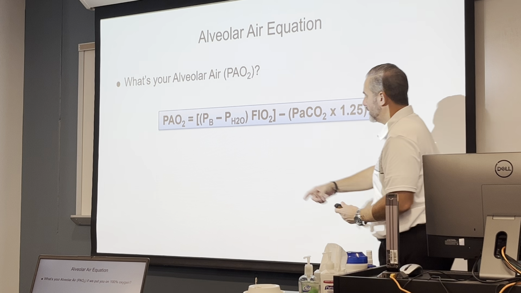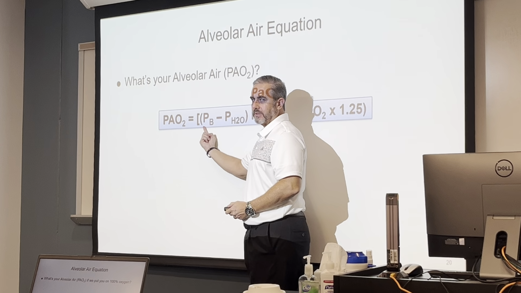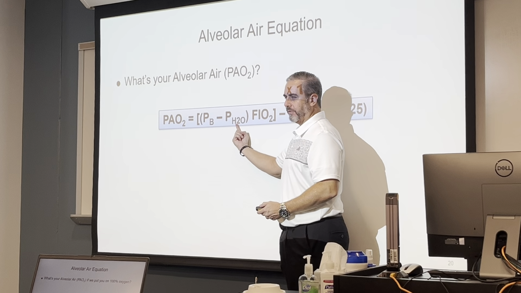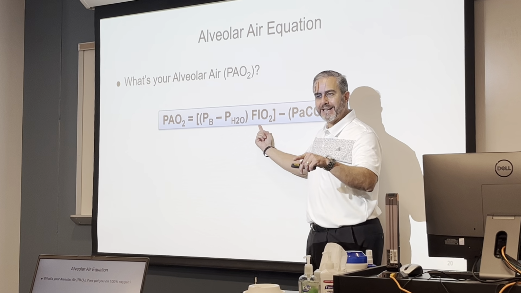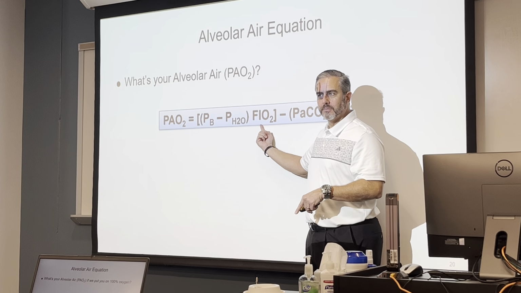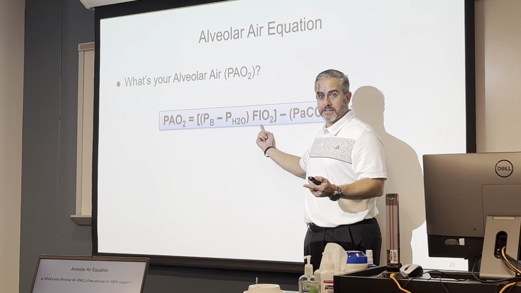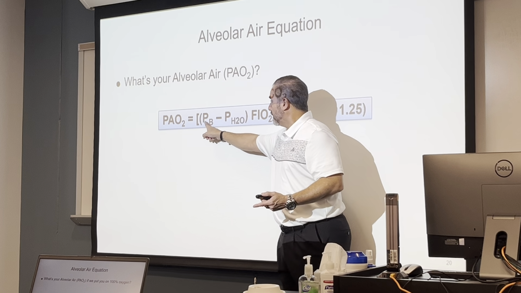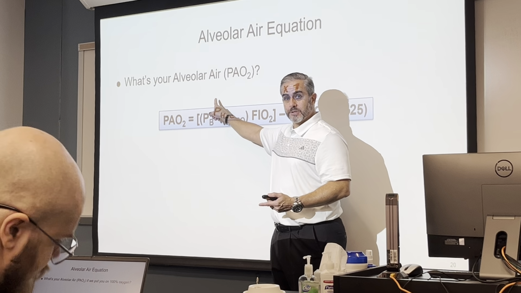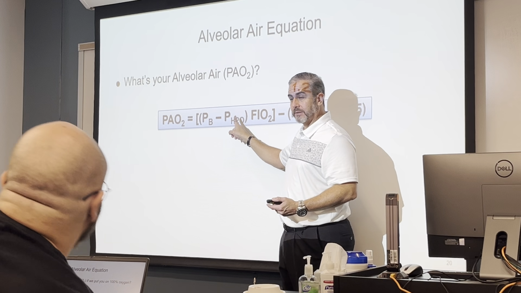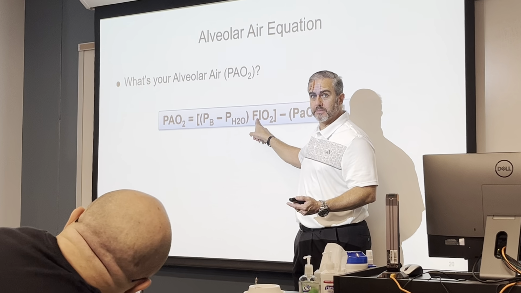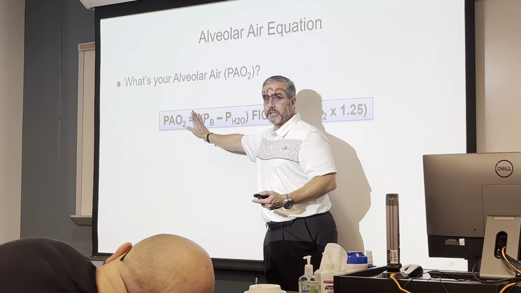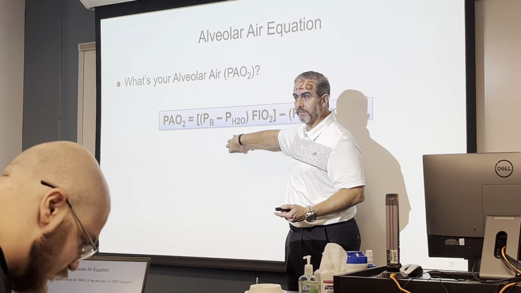Okay, so help me with this. What's barometric pressure? 760. What's minus water vapor pressure? 47. What's your FiO2 right now? 21%. Isn't that room air? So 760 minus 47 is 713 times 0.21, right? 21%. That's that side of the equation. Jot that number down, whatever it is.